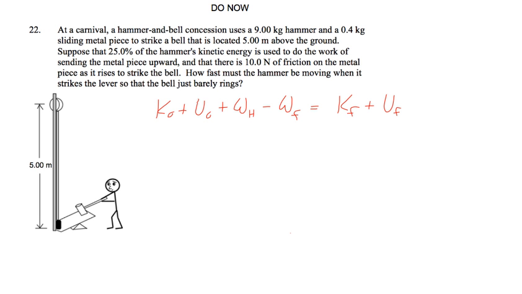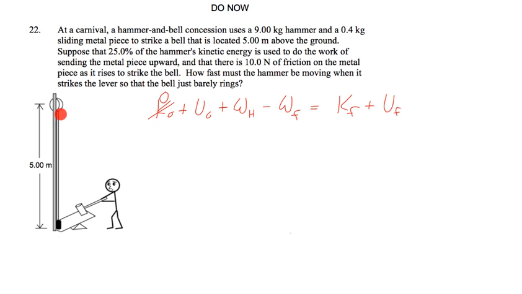Now, out of those 6 variables, what can I make equal to 0? Because usually something's equal to 0. What can I make equal to 0 here? Now, remember, we're talking right now about the metal piece. It's starting here, and it's going up. So what would be equal to 0? Right, the original kinetic energy is 0 because to begin with, the metal piece is waiting to be hit by the hammer, waiting for the lever to move, so it's not moving. And the final is 0 because it's going to lose it, and we want it to just barely hit.